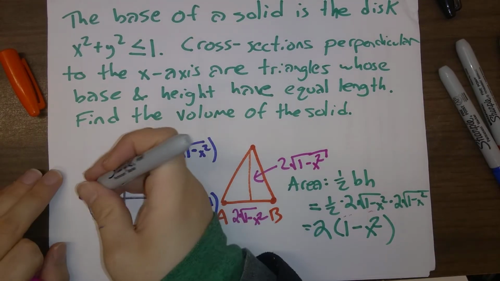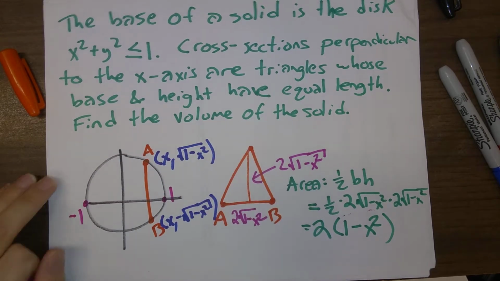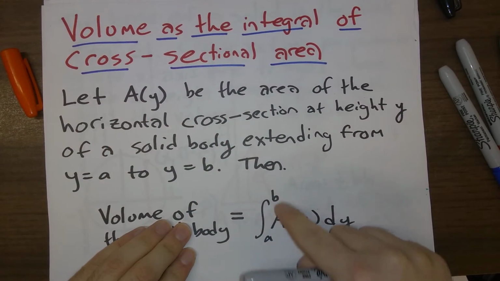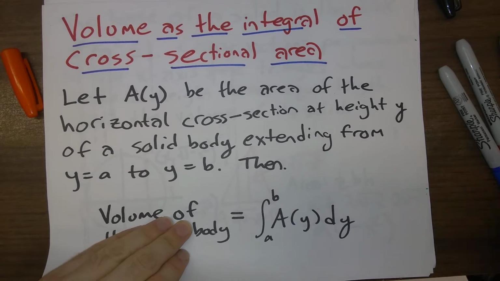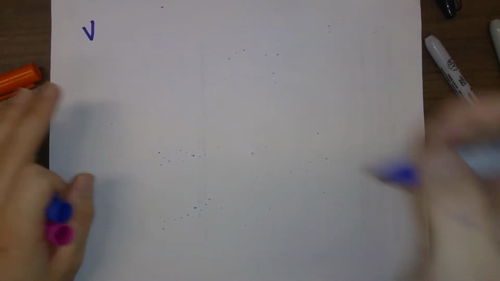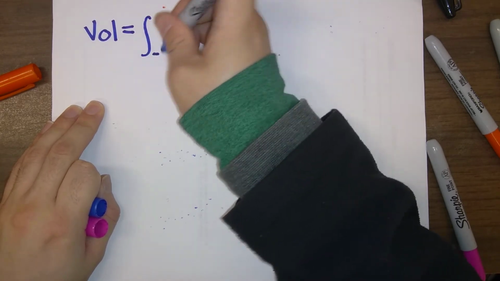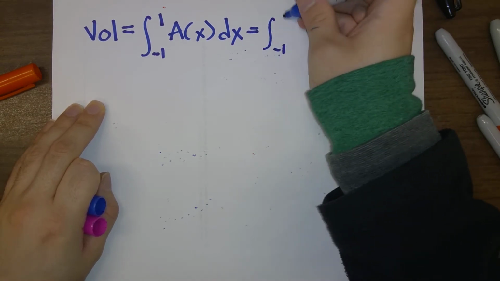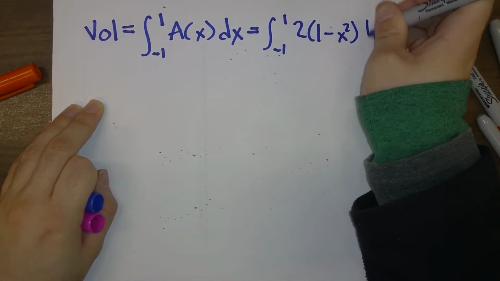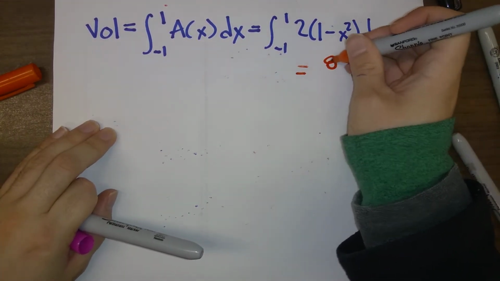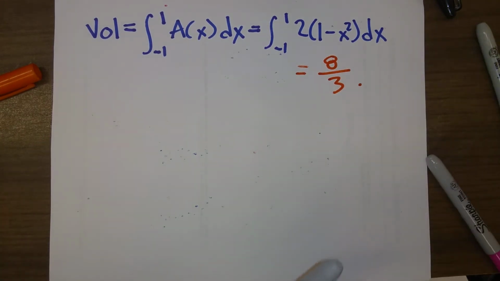Okay, so now we have to integrate. For integrating, x is going to run from -1 to 1. So the volume is the integral from -1 to 1 of A of x dx, which is the integral from -1 to 1 of 2 times (1 minus x squared) dx. This is a very straightforward integral to do. I'll skip the steps to evaluate it. You end up with 8/3 at the end of the day.